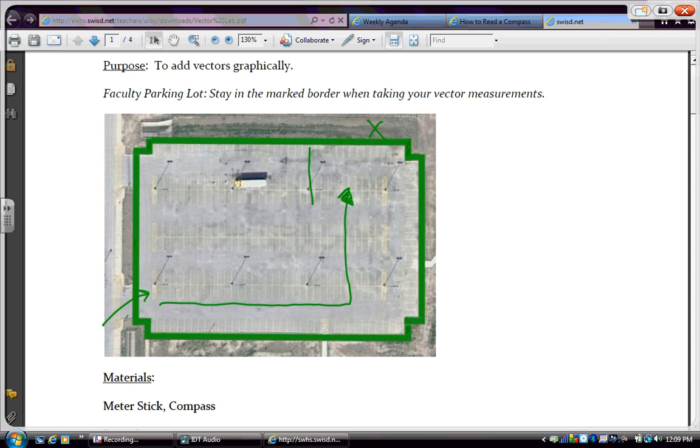So we're going to be working on this little section back here because it's generally empty, no cars parked back here. I don't want to see anybody over here in this area where there are cars. Now, when we get back there, we're going to have to pick a starting point. So let's say that your group gets back here and they choose to make this their starting point.